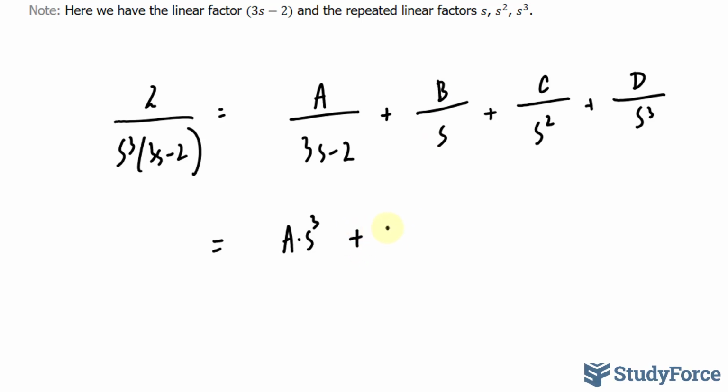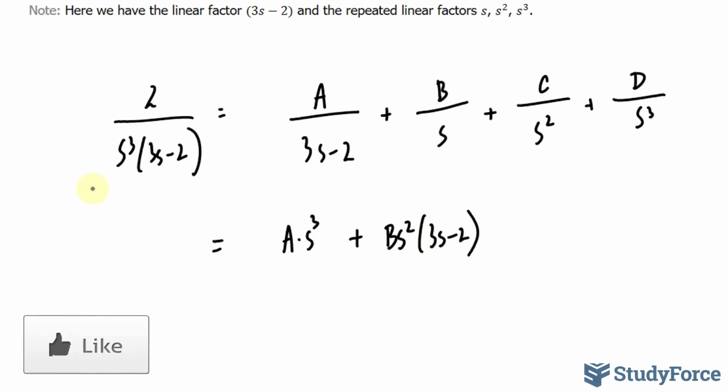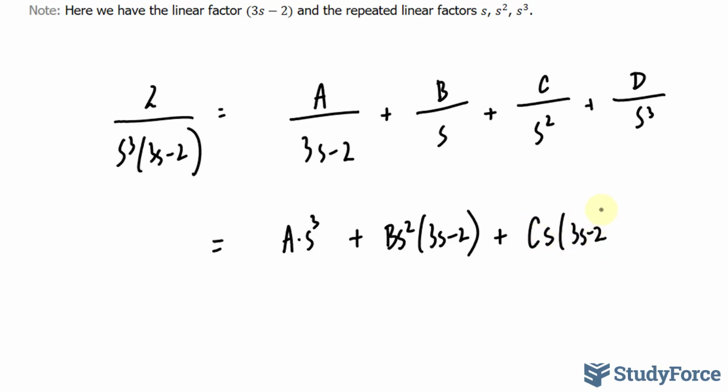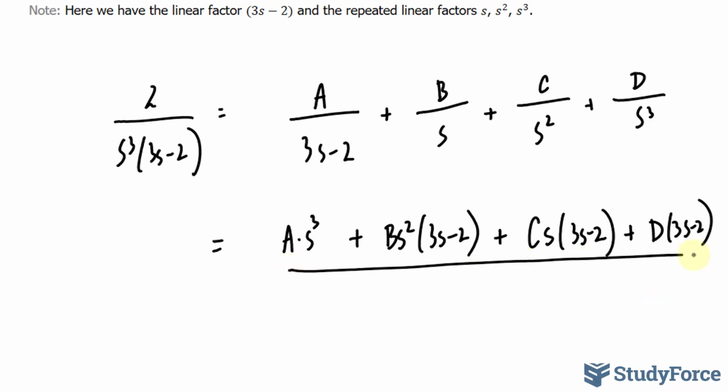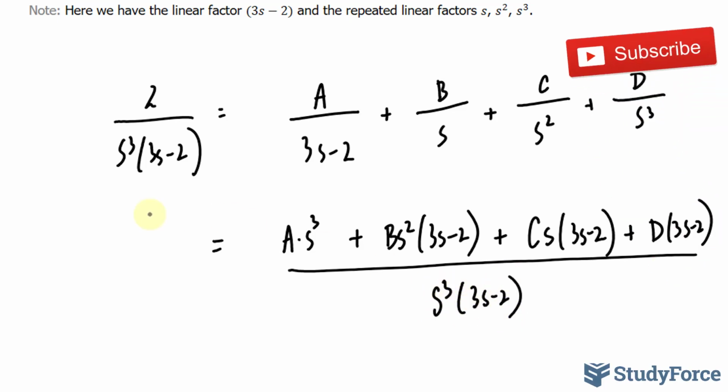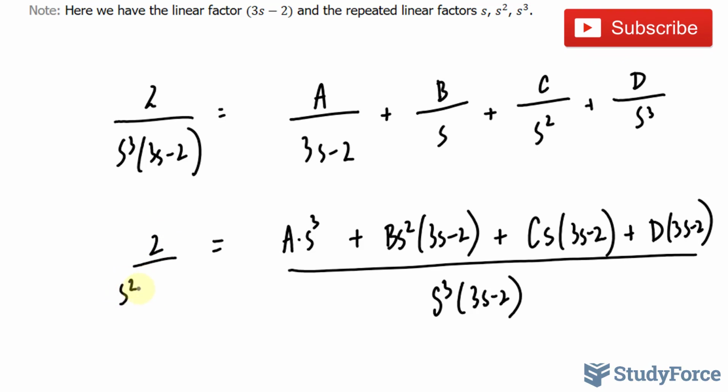You should end up with b s to the power of 2, 3s minus 2. Because this time only this s and one of these s's cancel out. Let's try the next one. We should end up with c s bracket 3s minus 2. 2 of the s's cancel out with 3 of these, leaving us with 1. And lastly, we have plus d bracket 3s minus 2 all over our common denominator of s to the power of 3, 3s minus 2, and on the left side we have 2 over s to the power of 3, 3s minus 2.